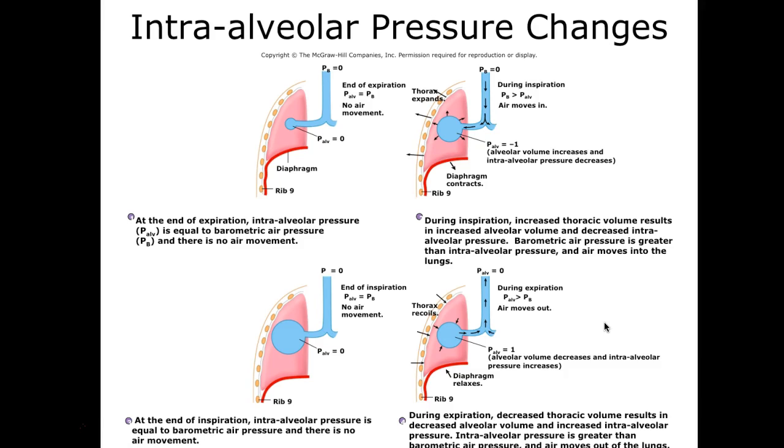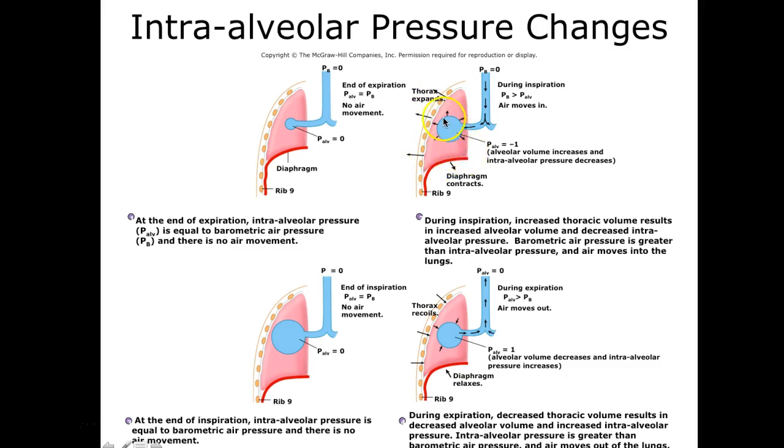So let's take a look at the pressure changes inside an alveolus. We're going to call that intra-alveolar pressure. At the end of expiration, our intra-alveolar pressure, so we're looking right in here, is going to be equal at 0 to our barometric pressure, meaning the pressure outside our body. So there's no air moving here. During inspiration, what happens is we are going to increase our thoracic volume. You can see the arrows pushing out to represent that.